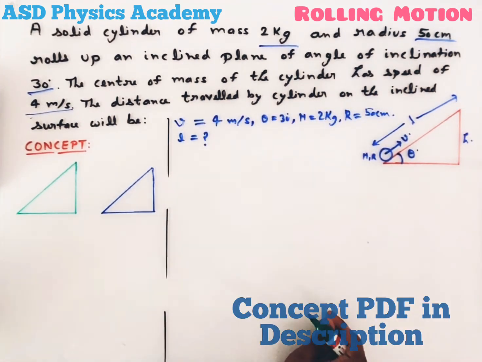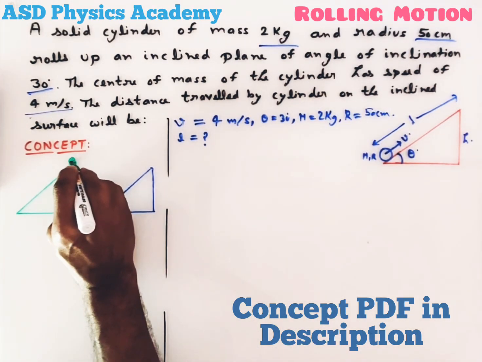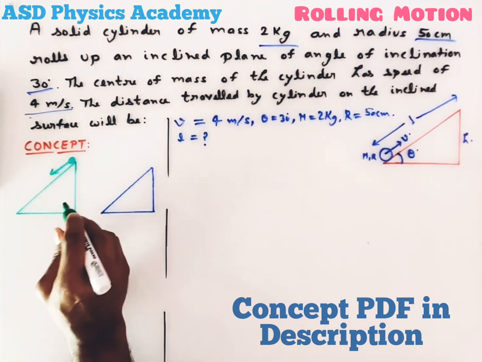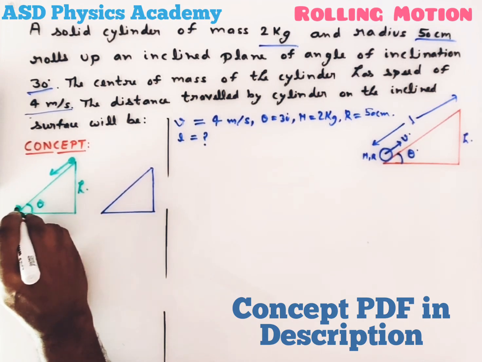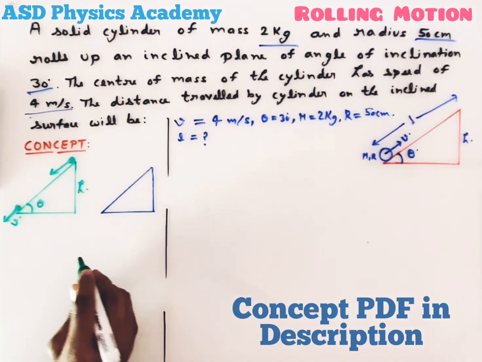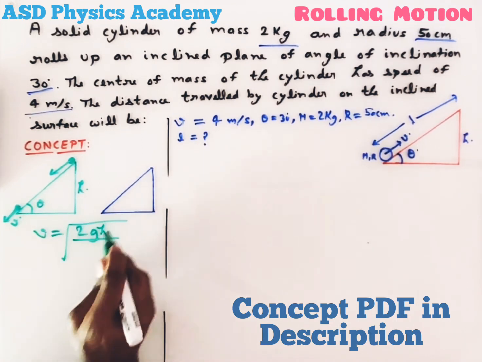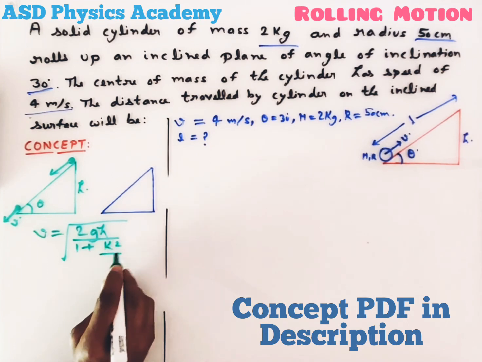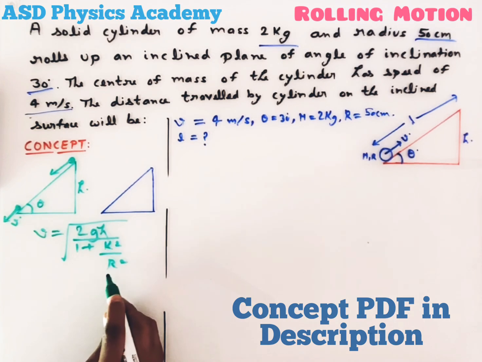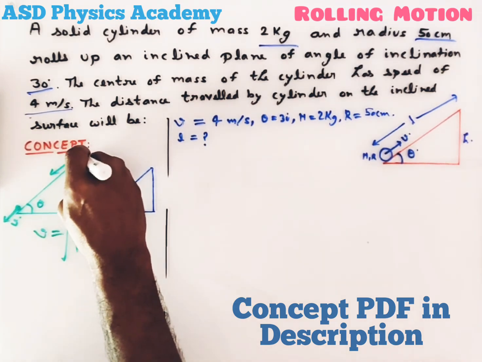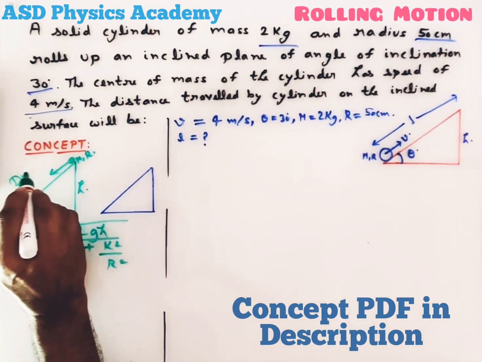Now to solve this question, the concept is whenever a cylinder rolls down from height h and angle of inclination is theta, then its speed at the bottom of the plane v is given by v equal to root 2gh by 1 plus k square by r square, where h is height, k is radius of gyration, and r is radius of the object. Let's take mass m, radius r. Now this is the situation for the down.